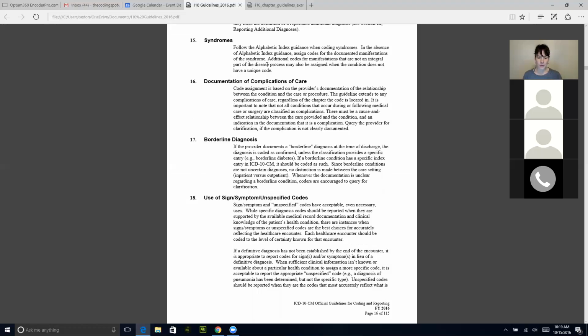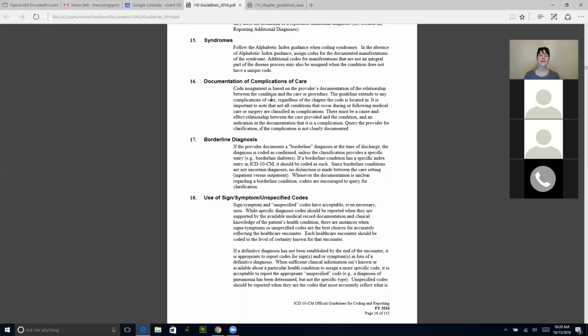Moving to syndromes. Follow the alphabetic index guidance when coding syndromes. In the absence of alphabetic index guidance, assign codes for the documented manifestations of the syndrome. Additional codes for manifestations that are not an integral part of the disease process may also be assigned when the condition does not have a unique code. So first you start at the index if you have something documented as a syndrome, and if the term that's being used is there, then you can code that. If not, you can code any of the manifestations or the symptoms that are associated with that.